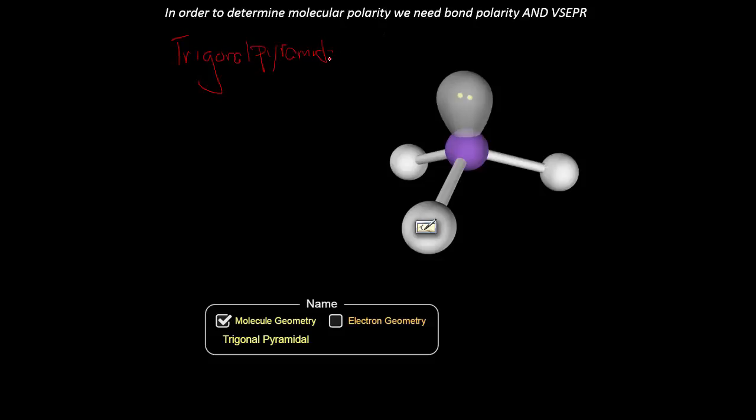Okay, trigonal pyramidal is back to the argument from bent. There's a lone pair on the central atom here. Automatically, it's polar because there's an unequal distribution of electrons in three dimensions.